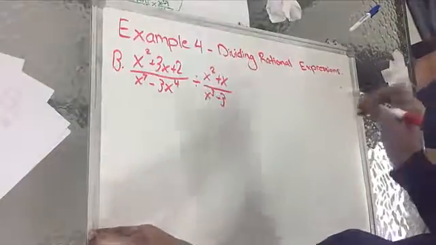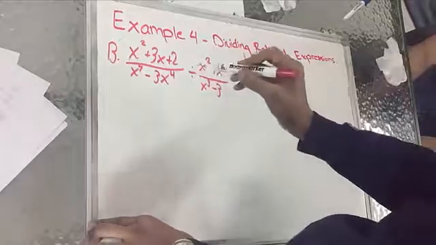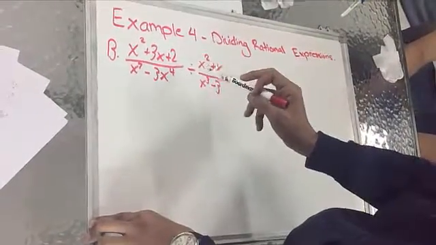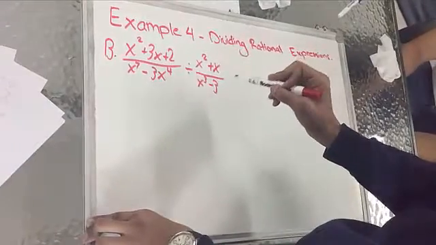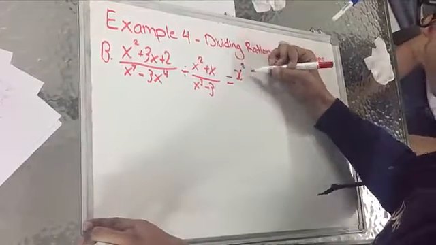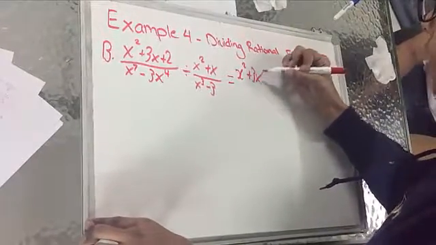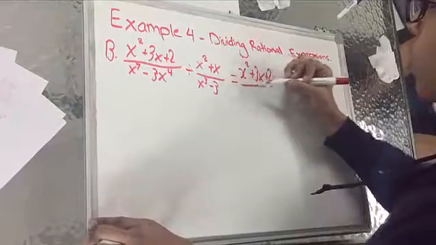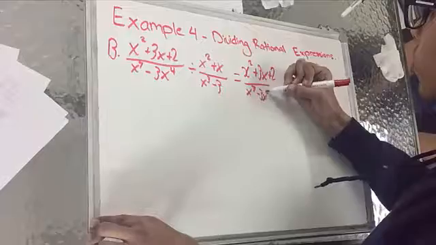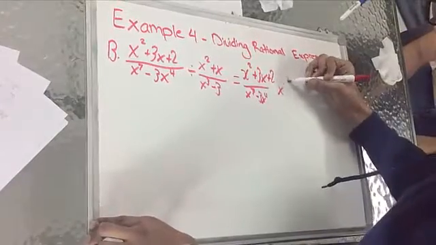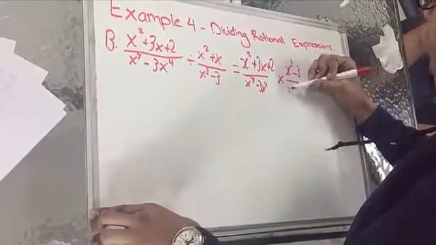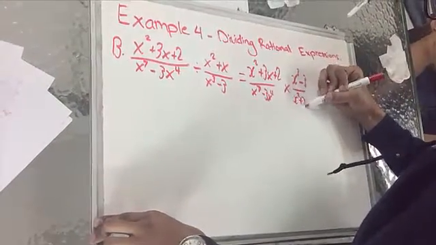Example 4. Dividing rational expressions, part B. So the equation is (x squared plus 3x plus 2) over (x to the power of 7 minus 3x to the power of 4), divided by (x squared plus x) over (x cubed minus 3). So it's going to equal (x squared plus 3x plus 2) over (x to the power of 7 minus 3x to the power of 4), multiplied by (x cubed minus 3) over (x squared plus x).